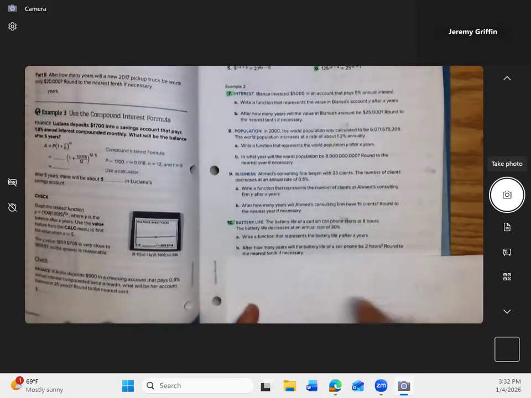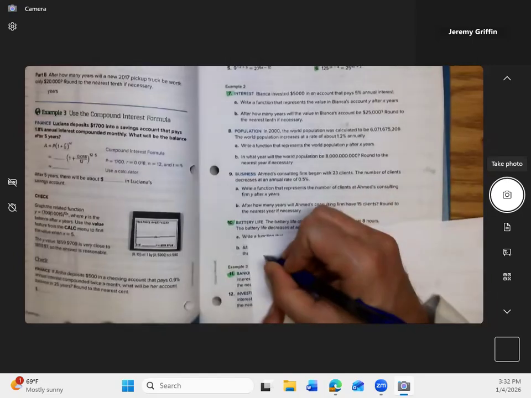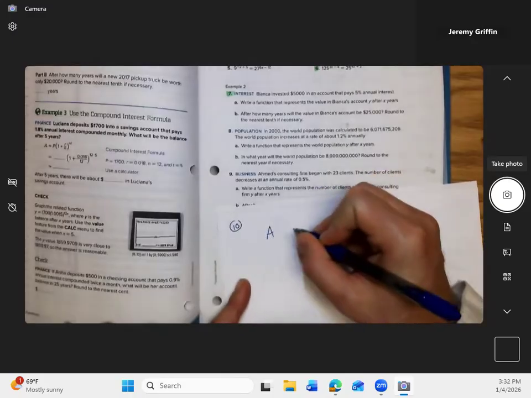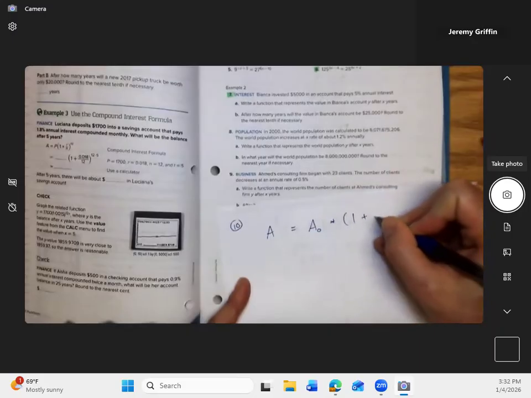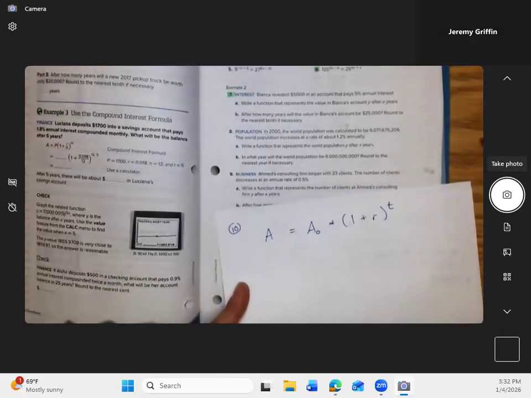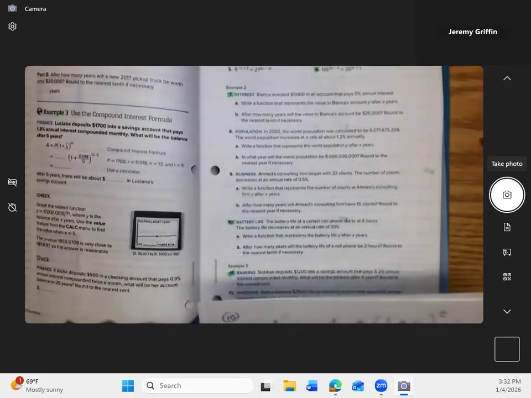So how can we put this into a model? And then eventually there's a follow-up question: after how many years does the battery life only go down to 2 hours? So we can still use this exponential curve. The amount is equal to the initial amount times 1 plus the rate, to the power of the amount of time. So that's our basic model.